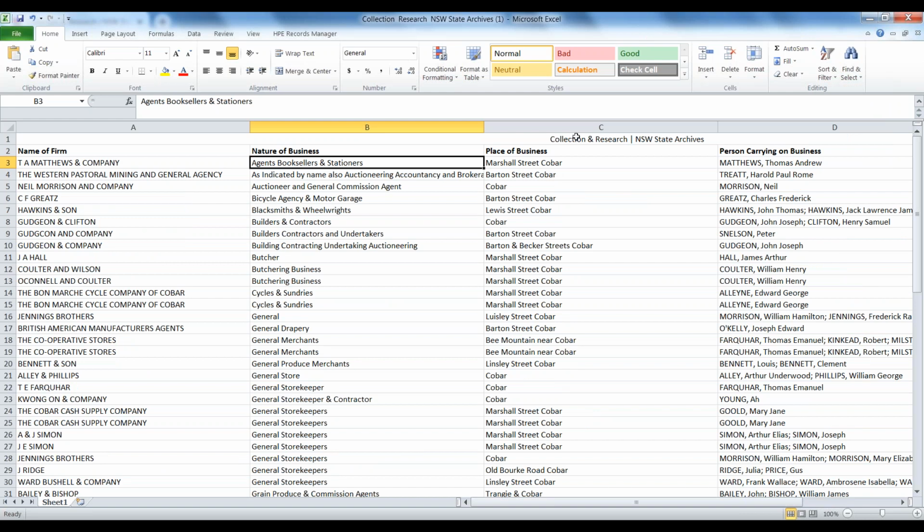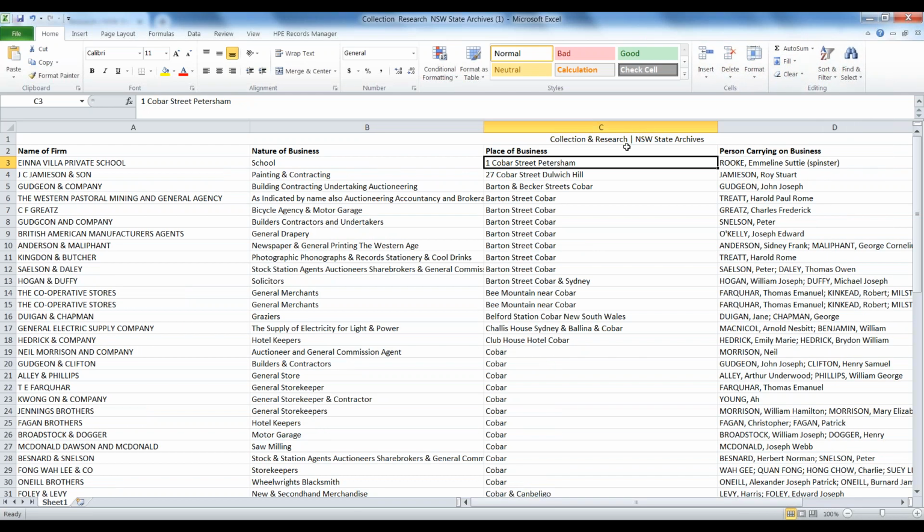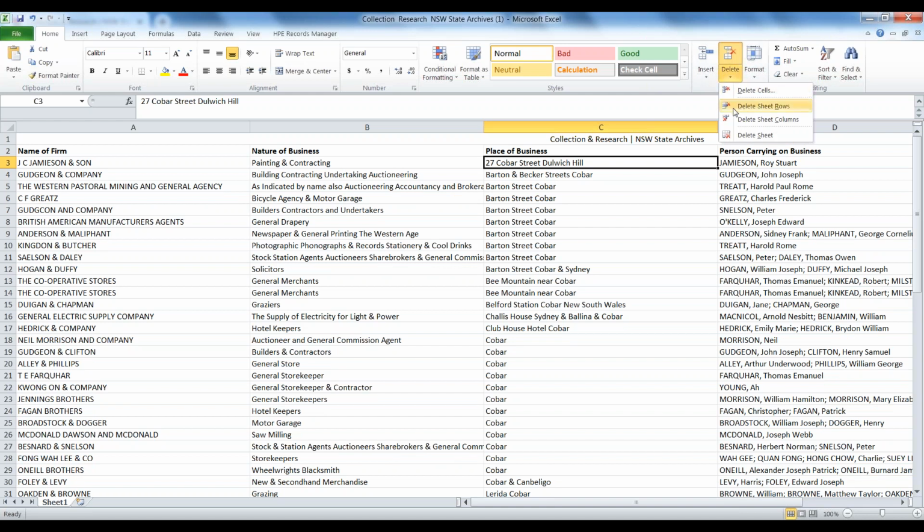So you can just sort. You may find that there are some records that are not in Cobar. So you'll find some like these two, whether it's the Cobar Street in Sydney. Just delete that row.